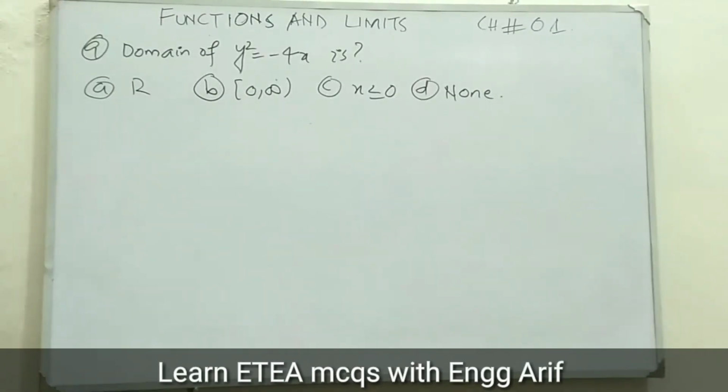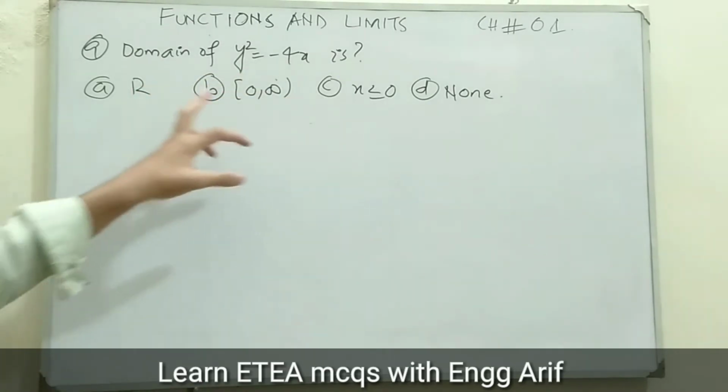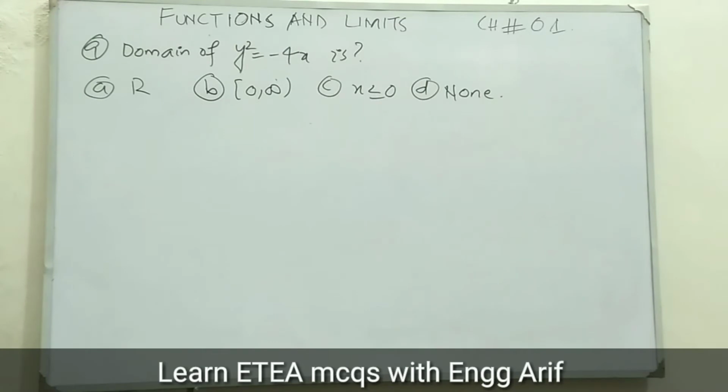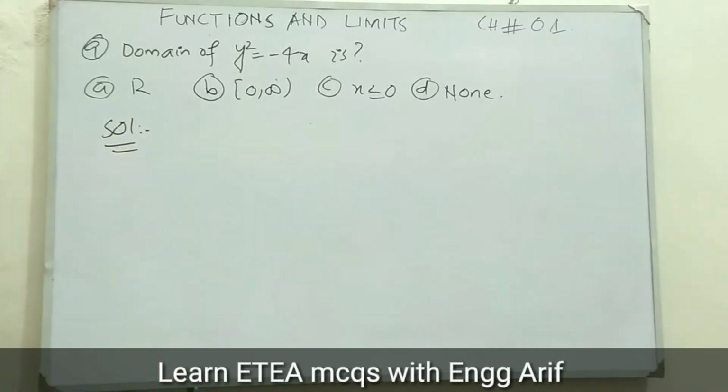Now move toward MCQ number 9, related to chapter number 1, functions and limits. It tells that the domain of y square is equal to negative 4x. Option A is real, B is 0 to infinity, C is x less than or equal to 0, and the last option is none. So let's move toward the solution of this problem.